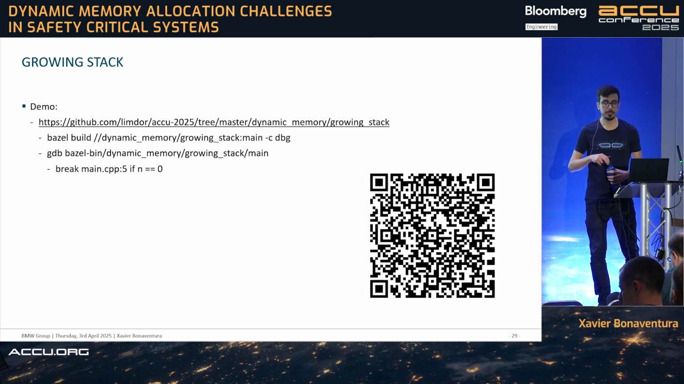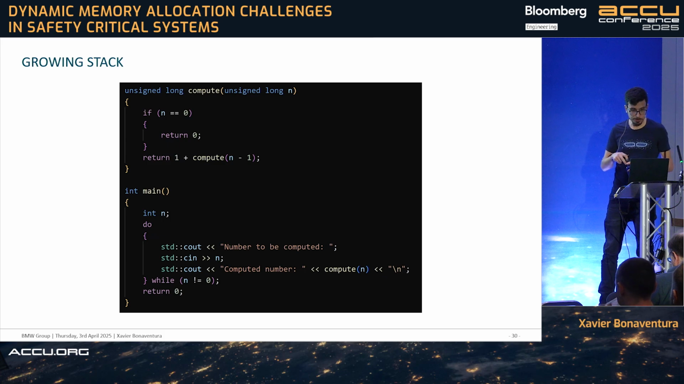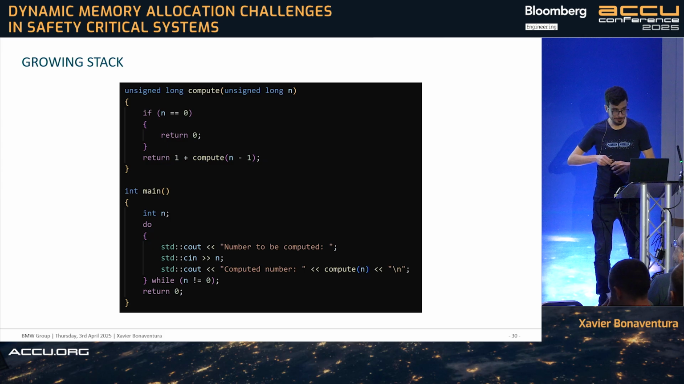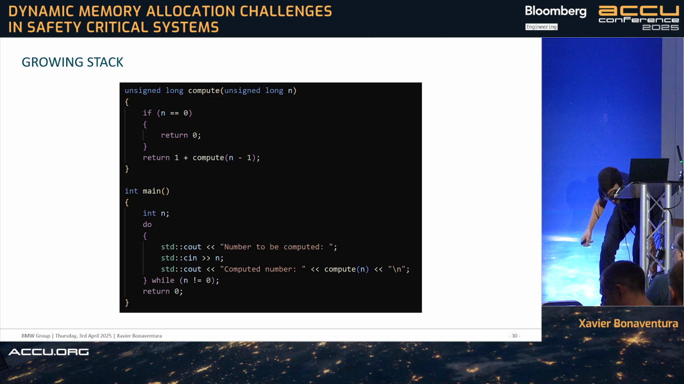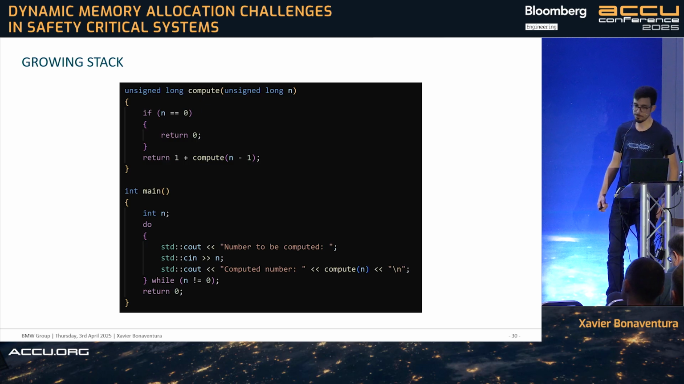What we want to see now is what happens with the stack and its growing. Who can tell me what this compute function is doing? You provide a number, and it gives you the same number. It's probably the most stupid way to calculate the identity of a number in a recursive way.